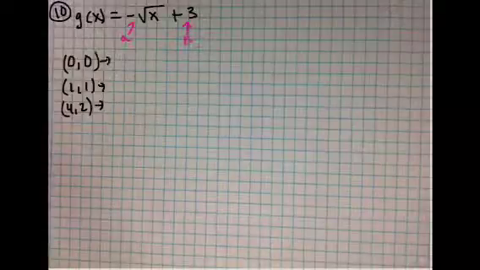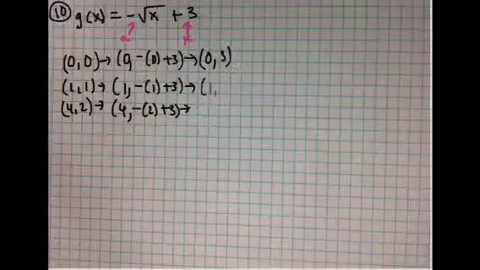Okay, so for this function, there's a reflection over the x-axis, and then it's shifting up or moving up 3 units. So the a and the k affect the y, not the x, so the x is going to stay the same. And then the y gets multiplied by -1 and then added 3. Multiply by -1, add 3, and then multiply by -1, add 3. So we simplify that, and we get 0, 3, 1, 2, and 4, 1.